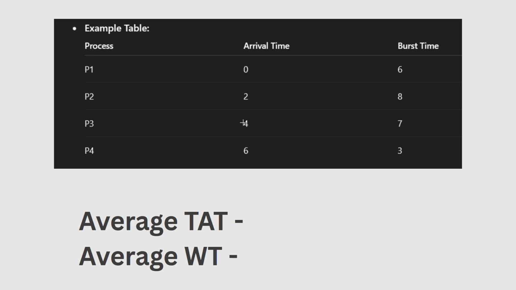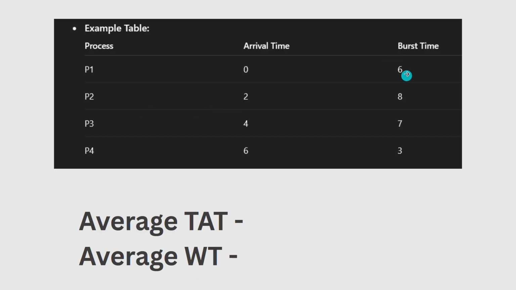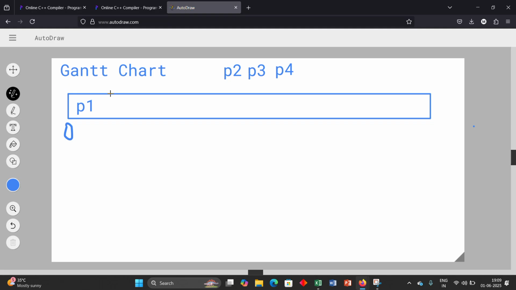We are given four processes P1, P2, P3, and P4, with arrival times 0, 2, 4, 6, and burst times 6, 8, 7, 3. First of all, let's create the Gantt chart. At time 0, P1 arrives in the ready queue and it will be allocated the CPU. It will execute until its completion at time 6.